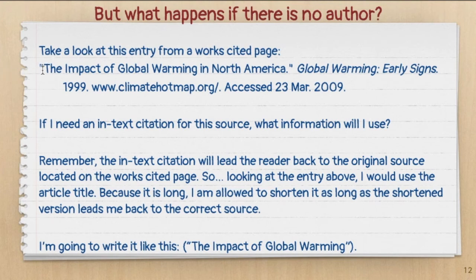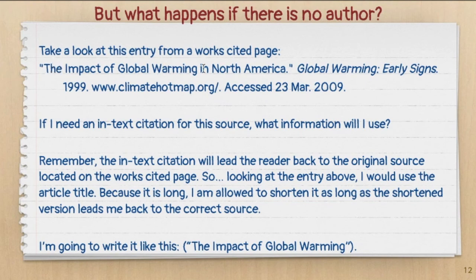Does that make sense? Okay, so this is the name of the article that came from this website. This is the bigger source it came from, and so on. Now, if I need an in-text citation for this source, what information will I use? I want to remind you of the lesson I gave you earlier, that the purpose of the in-text citation is not only to give credit to the author, but it's a tag. The information contained within the parentheses is the information that's sticking out, the hanging indent, on the works cited page.